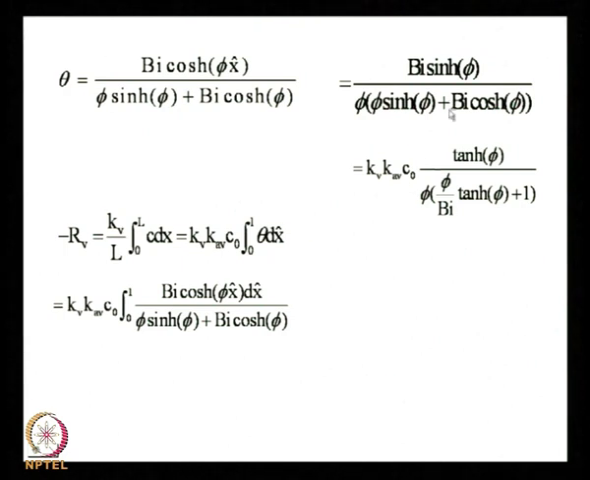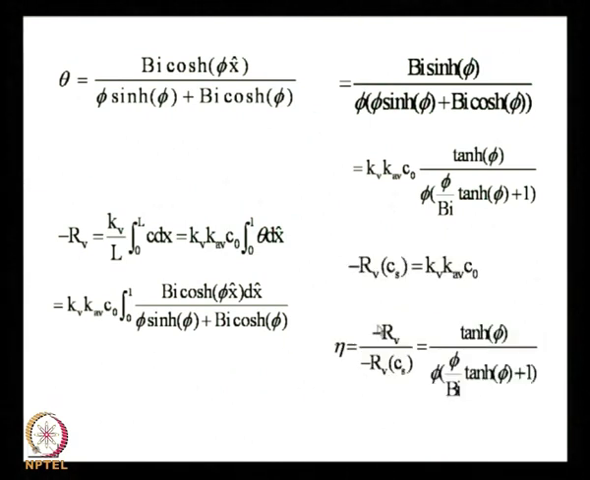Now why do I do that? Because I need to evaluate the eta, the effectiveness factor. So my RV, the volumetric average, is given by kV over L times the integral of this from 0 to 1, which is a little complicated integral, and then eta comes out to be tan hyperbolic phi over Biot number tan hyperbolic phi plus 1. This is what it comes out to be. This is because RVCS is this number, so this gets cancelled with this over here, and this is what remains.